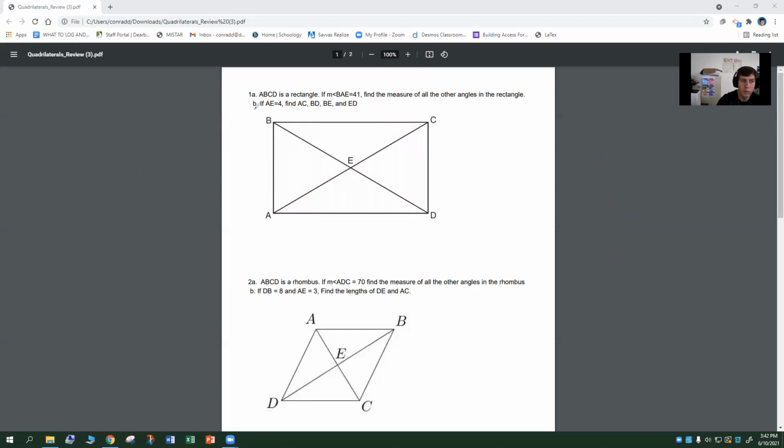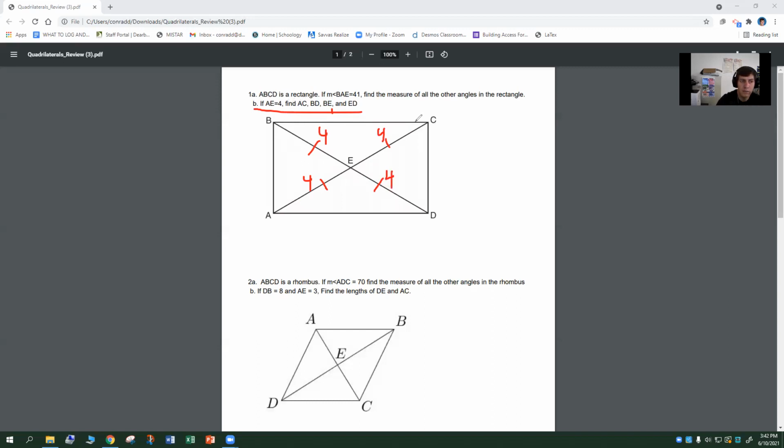We know then for part B here, it's telling us AE is 4. As we just talked about in part A, the diagonals are congruent, and since it's a parallelogram, the diagonals also bisect each other. So we know all 4 pieces here are going to be equal. So those are all going to be 4, have a length of 4. So we can fill in the rest.